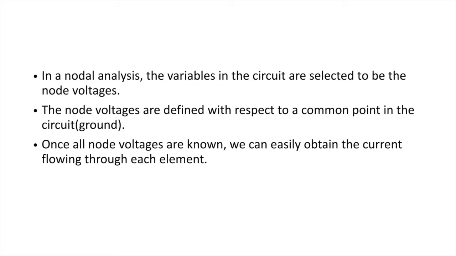In nodal analysis, the variables in the circuit are selected to be the node voltages. The node voltages are defined with respect to a common point in the circuit. Typically, we call it a ground. So the voltage of the ground is 0, and the node voltage is the voltage with respect to the ground. Once all node voltages are known, we can easily obtain the current flowing through each element.